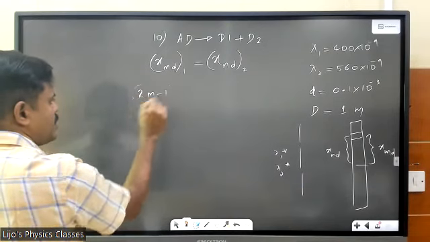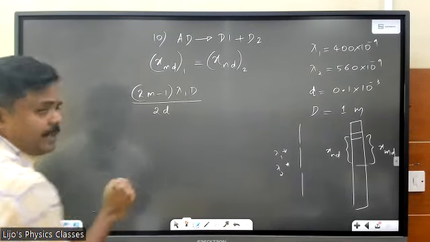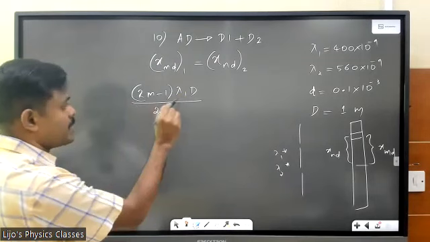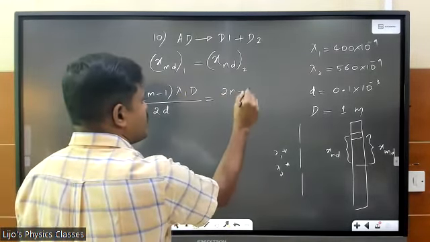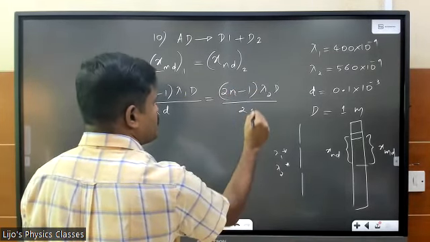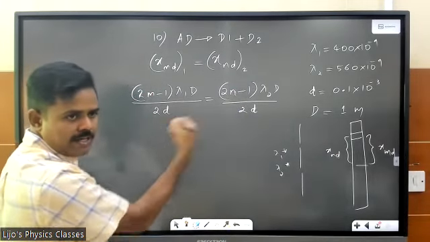Do you remember this? Do you remember the distance to the nth dark band? 2n minus 1 into lambda D by 2d. Don't do it now, I'll give you time. 2m minus 1 into lambda 1 D divided by 2d is equal to, tell me, what about the right side? 2n minus 1 into lambda 2 divided by 2d. Same setup. So capital D will be the same, small d will be the same.